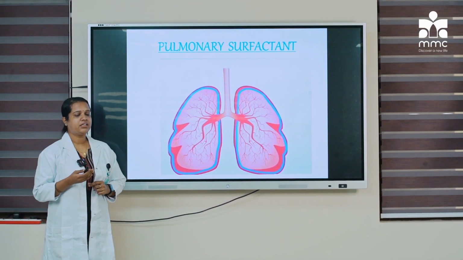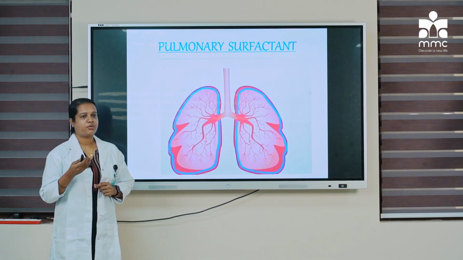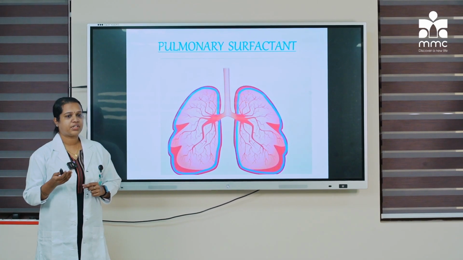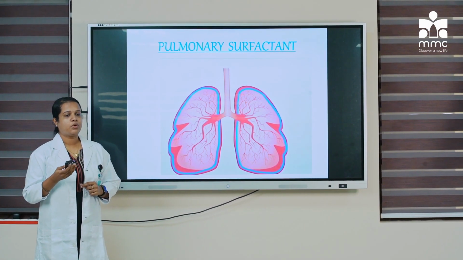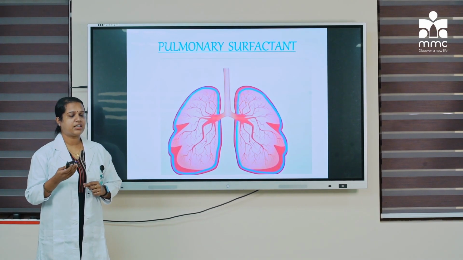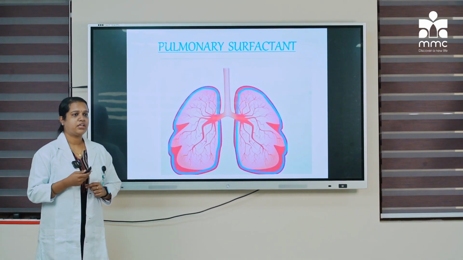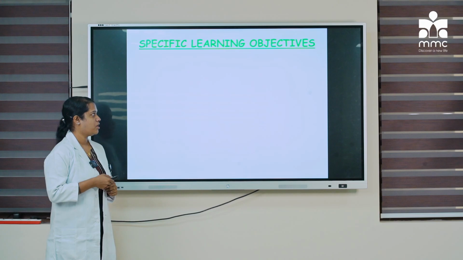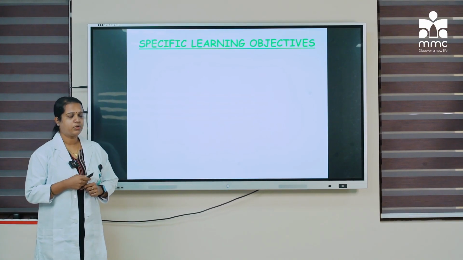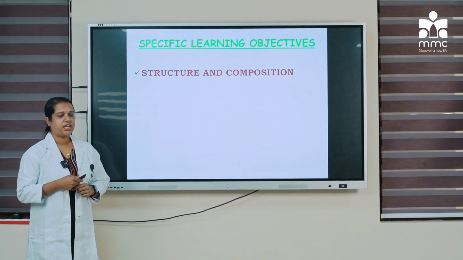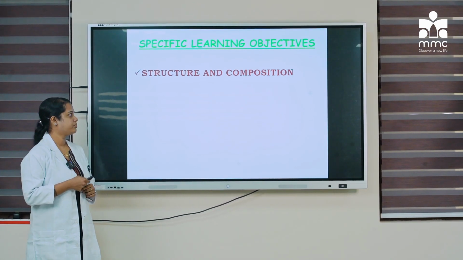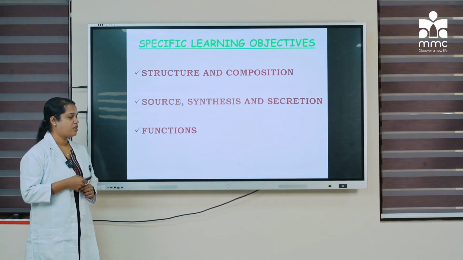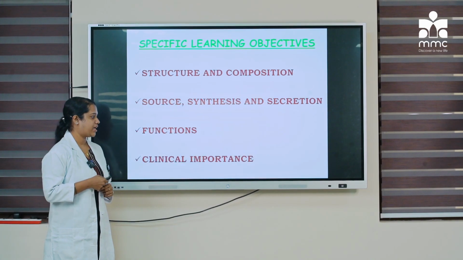Now while we are breathing, there is movement of air into and out of the lungs. As the air is moving into and out of the lungs, the radius of the alveoli can also change. So we need to know how this is affecting the alveoli. That will bring us to the topic for discussion today, which is pulmonary surfactant. The specific learning objectives include: we will see the structure and composition of the surfactant, the source, synthesis and secretion of surfactant, functions of surfactant and its applied aspect.